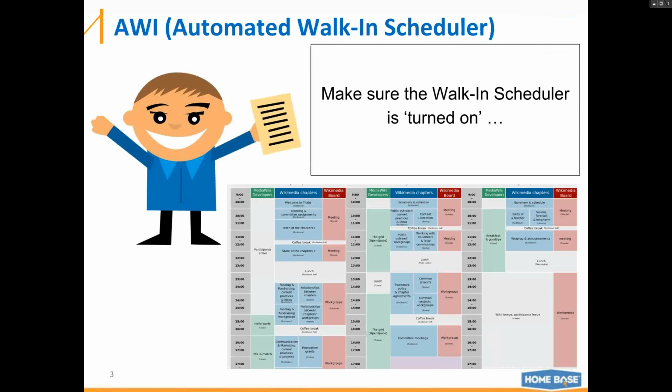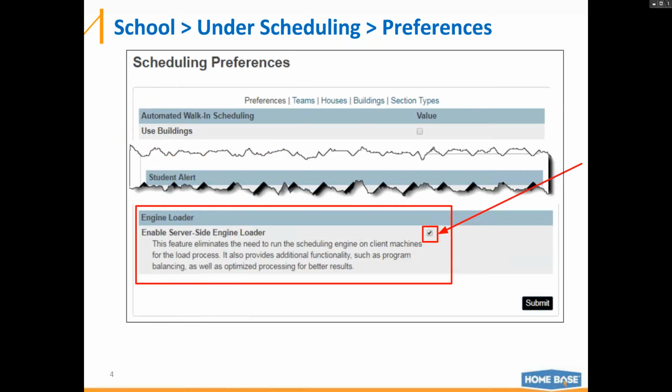Okay, so automated walk-in scheduler. The first thing we need to do is make sure that it is turned on. Most of the time it is, but during the summertime and when you're in Power Scheduler, I know that Doris usually asks to have that turned off. So where would you find this?